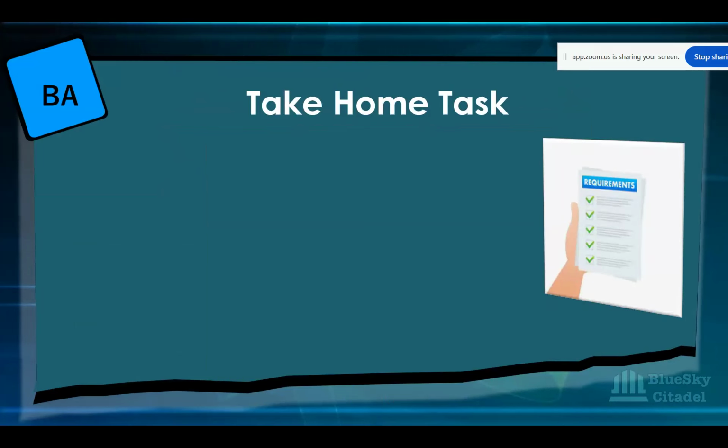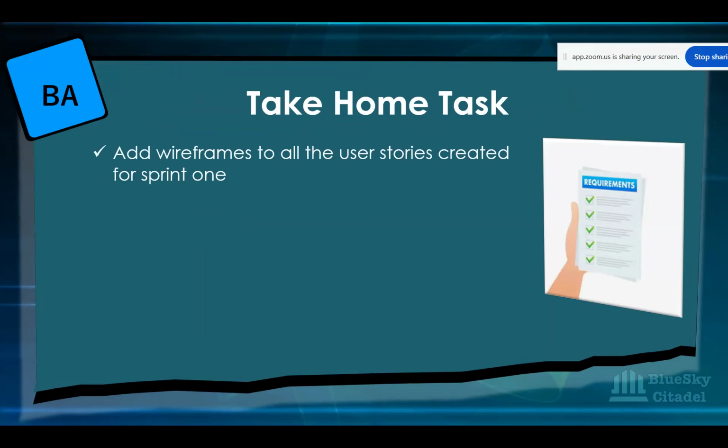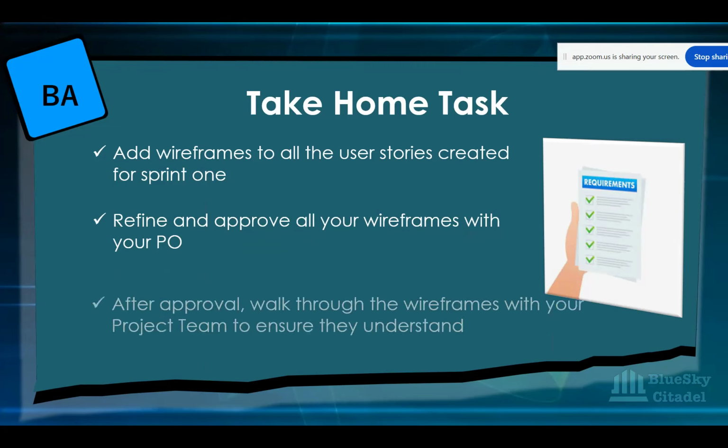So I'm going to open Balsamiq once I'm done with this, but your take-home task is you need to add wireframes to all the user stories you've created for Sprint 1, right? All those stories you've created, you need to go back and add wireframes to them, because remember, your user story is not complete until you have wireframes, right? You need to refine and approve all those wireframes with your PO. You can't commit anything until it's been approved by your PO, and that includes your wireframes, right?